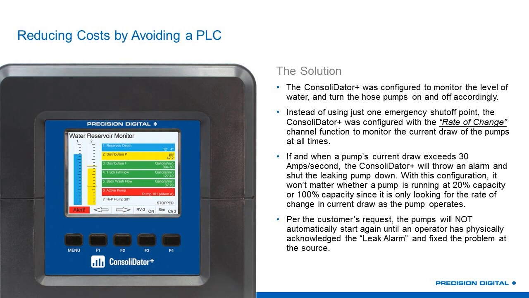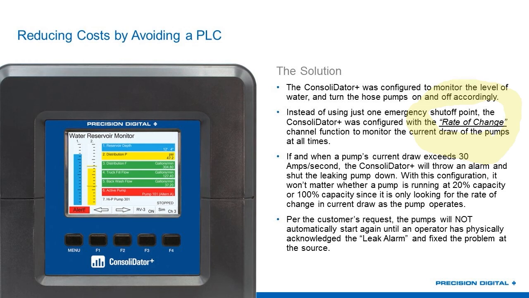So what I did was the customer put a current transducer so that we could read the current as a 4 to 20 milliamp signal. We brought that 4 to 20 signal into the ConsoliDator Plus, and I had the ConsoliDator Plus monitoring the rate of change. So basically it was looking at that 4 to 20 signal and saying, okay, how much did this signal fluctuate over a given period of time?